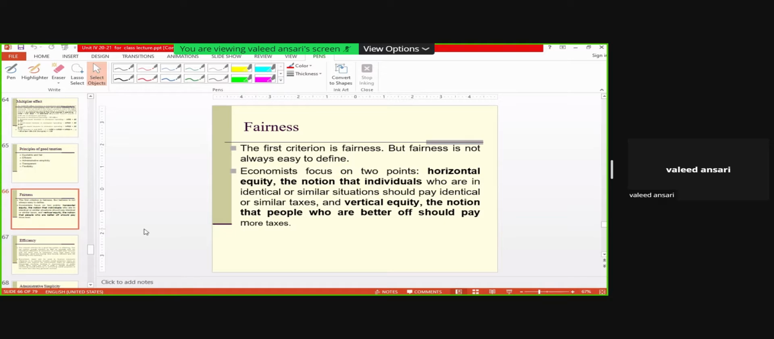At least you will be able to make out what the salient features of the budget and fiscal policy are, what they convey to you, and how it matters in your life. So I'll continue with this in my next class.